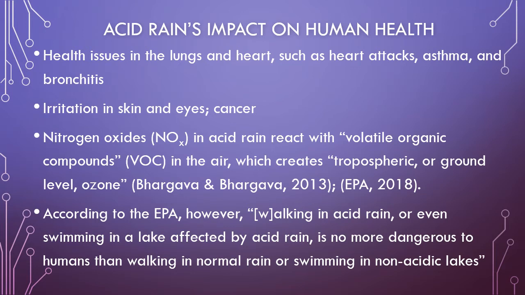In a more indirect manner, nitrogen oxides and acid rain also react with these things in the air called volatile organic compounds, which creates tropospheric or ground level ozone. Now, of course, while ozone in the stratosphere is beneficial because it helps protect life on Earth from ultraviolet radiation from the sun, ozone created at this tropospheric level is bad and can lead to all sorts of damage to ecosystems and health problems in humans, such as chest pain, coughing, throat irritation, airway inflammation. It can even damage lung tissue and worsen existing respiratory conditions.